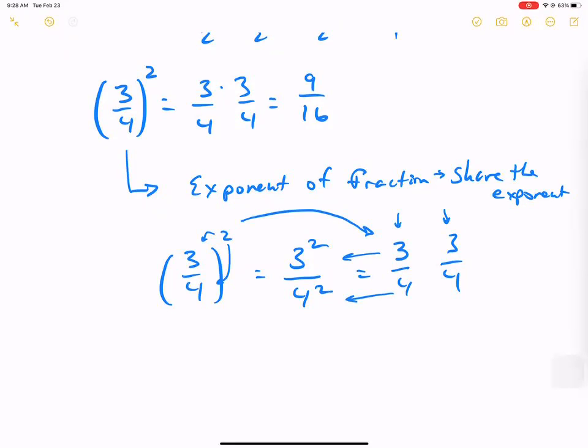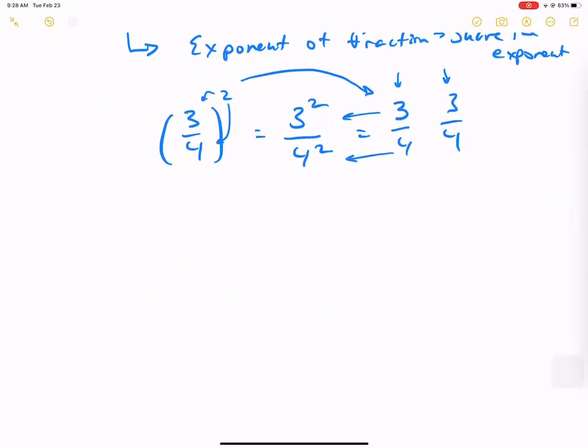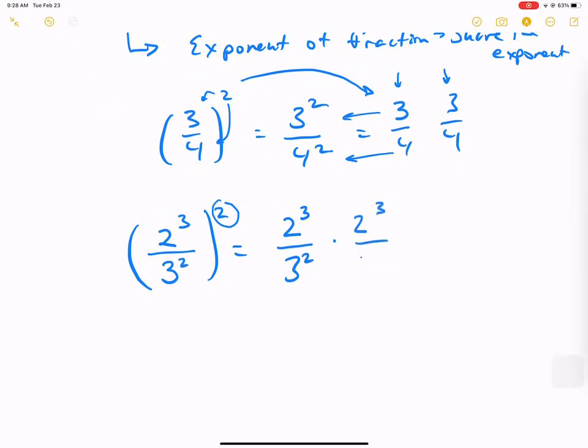Okay. So let's look at another one. If I say I have 2 cubed over, let's say 3 squared, and I square it. Let me write it out first. We have 2 cubed over 3 squared. How many times are we going to write it? We're going to write it twice. 2 cubed over 3 squared. So take a look here, please. I said my exponent is 2, so I'm going to write this out twice.